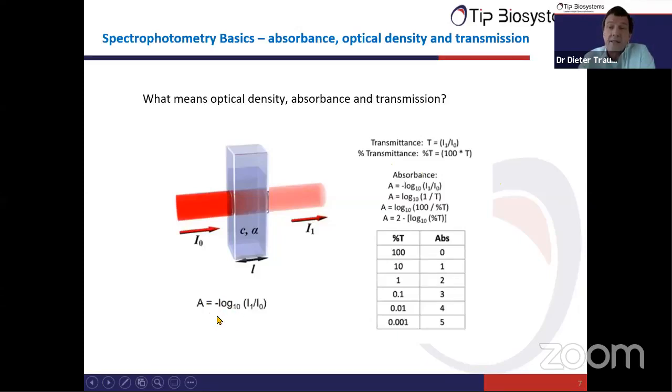You see this log 10, and it becomes more clear if we put our attention to this table here. At a transmission of 100%, no light is absorbed, and our absorbance, or A, is actually 0. If 10% of the light goes through, it means 90% of the light was absorbed by our sample, then our absorbance is 1. And you see it's logarithmic. It goes 100, 10, 1.